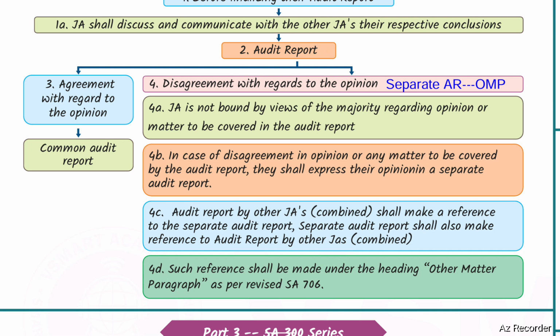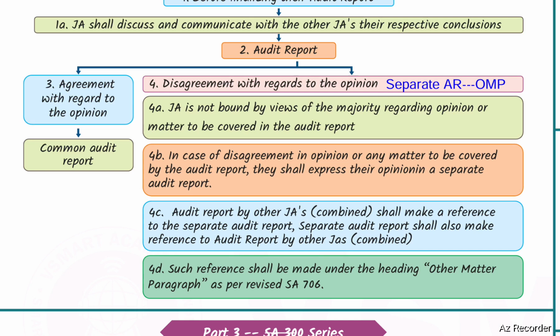If there is a disagreement with regard to the opinion, a separate audit report needs to be given, and that matter needs to be mentioned in the Other Matter paragraph. In case of disagreement with regard to the opinion, a joint auditor is not bound by the views of the majority regarding the opinion or matter to be covered in the audit report. In case of disagreement in opinion or any matter to be covered by the audit report, they shall express their opinion in a separate audit report.